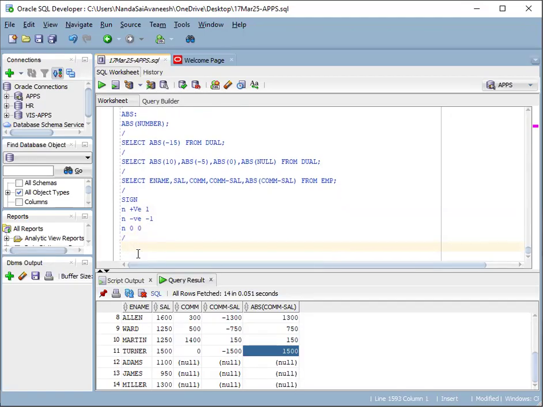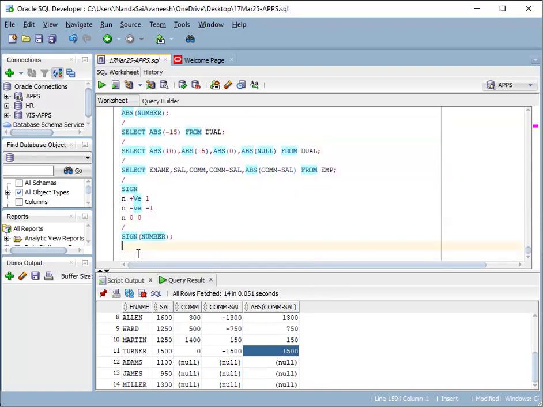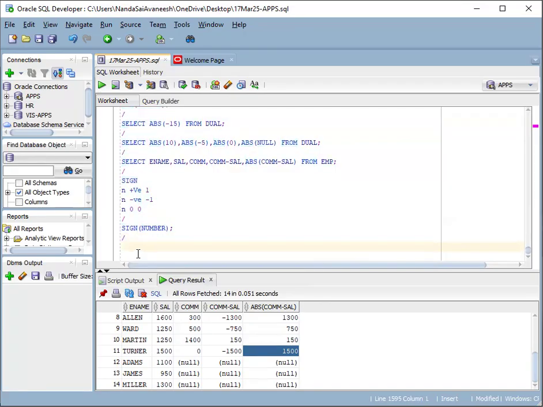So the syntax is sign number. In the ABS function, what is it returning? It removes the negative sign and provides the same number. But sign returns whether it is negative, in which case it gives -1, and if it is positive, it gives simply 1. Select sign of -2 from dual.